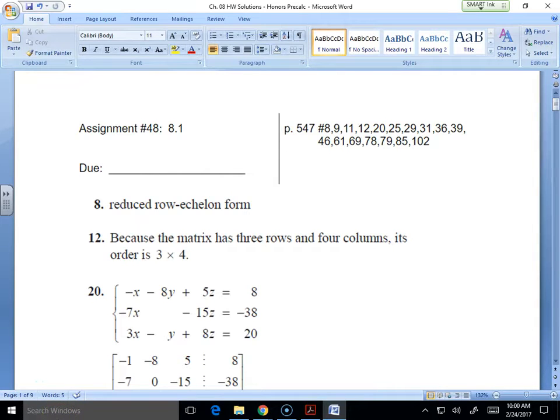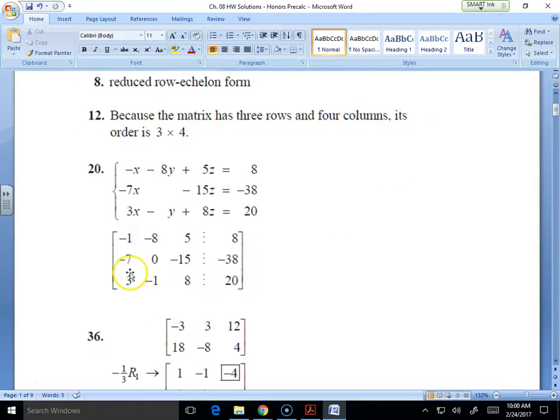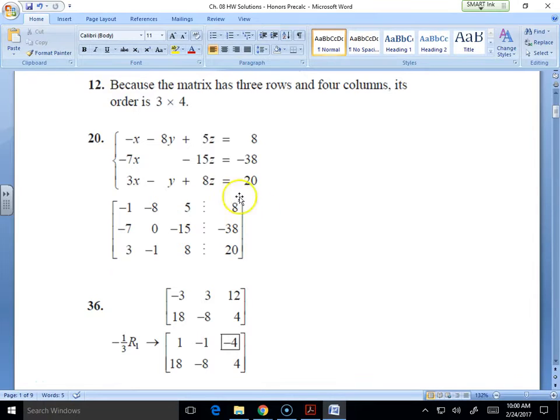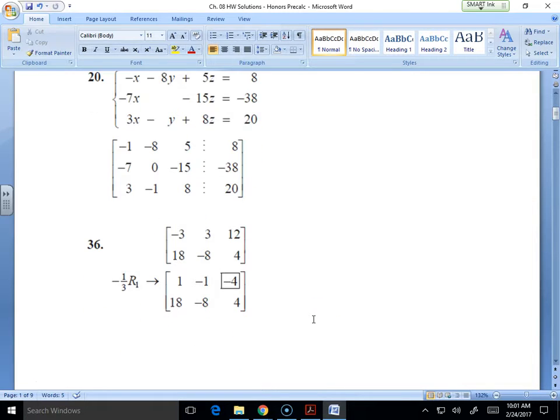8, RREF. Number 12, 3 by 4. Number 20, just write the augmented matrix, done. Number, make sure you put a 0 for y, yes. Number 36. Did you guys get 36? I like that one. It makes you show that you know how to do it without doing the whole thing. Hold on for the test.